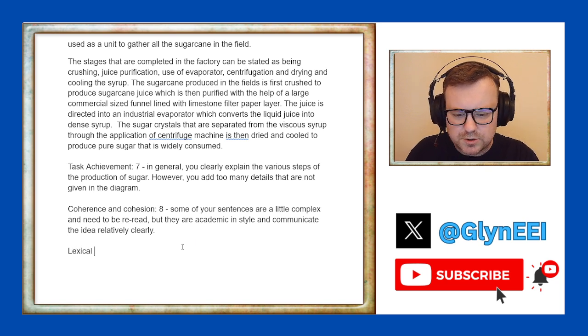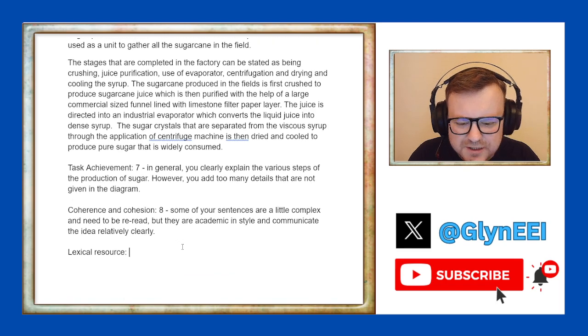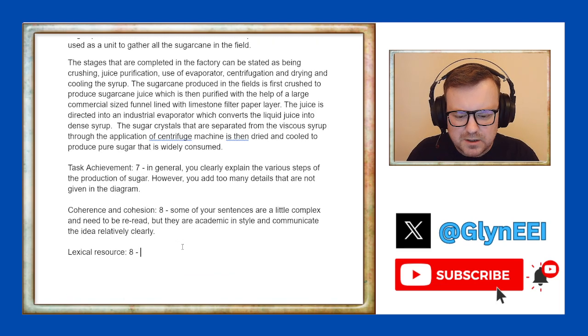Lexical resource. So is there enough for a, maybe not quite enough for a 9 here. So an excellent range of vocabulary.